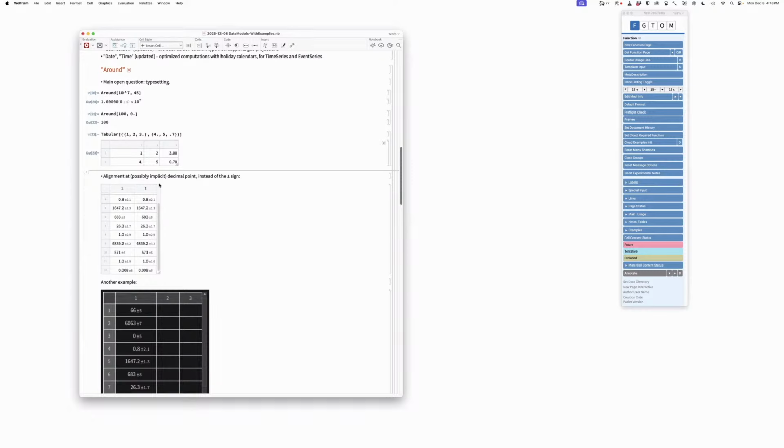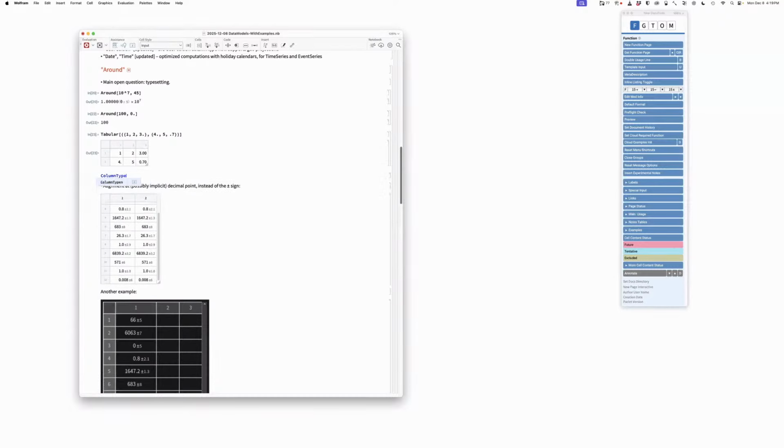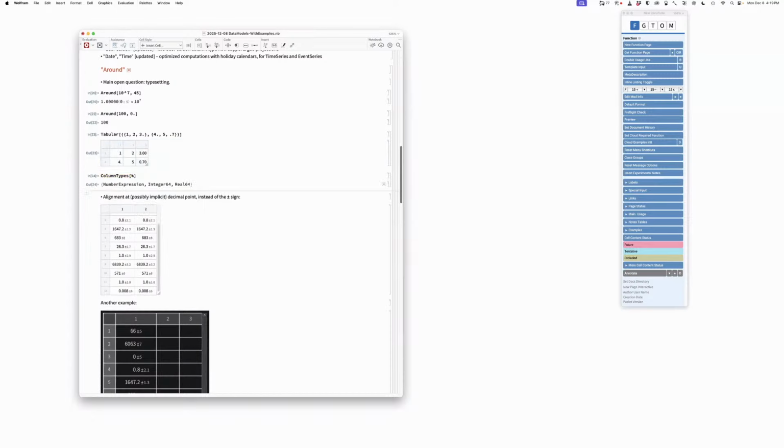So if you do column types of that, they are not numbers. Why did this have such a big space there? Yeah, I was wondering the same thing actually. I'll look into that. Yeah, I see. So it's not uniform there. It'd be so nice if there was some indication of that.